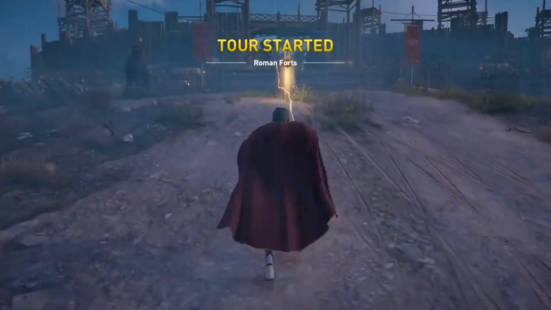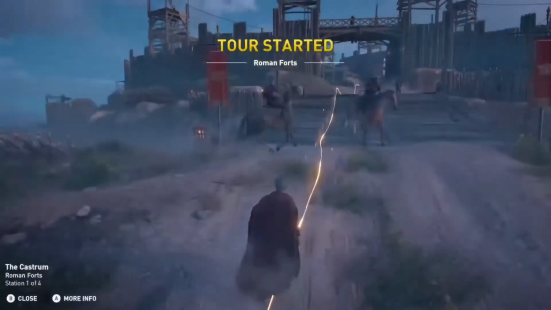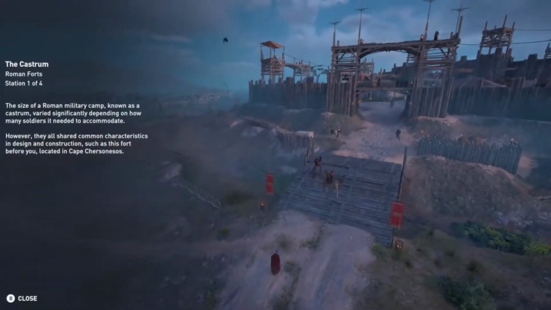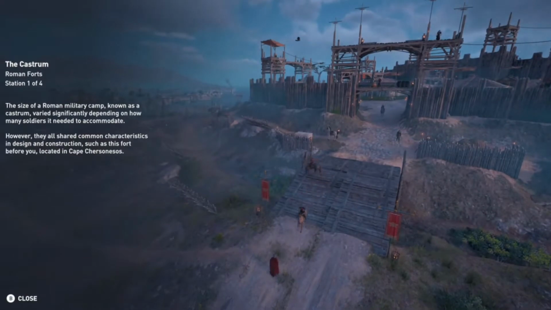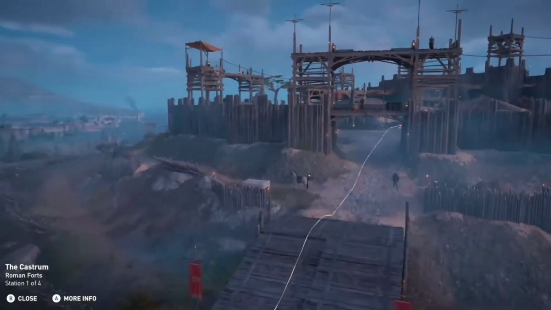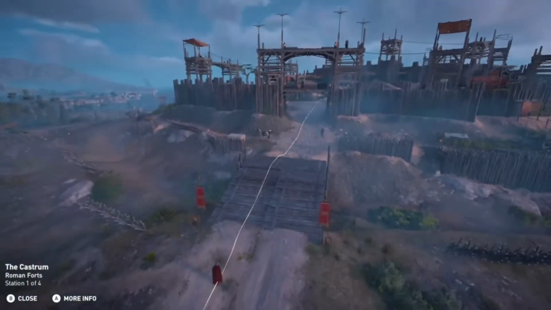Welcome to Roman forts. The size of a Roman military camp, known as a castrum, varied significantly depending on how many soldiers it needed to accommodate. However, they all shared common characteristics in design and construction, such as this fort before you, located in Cape Chersonesos.